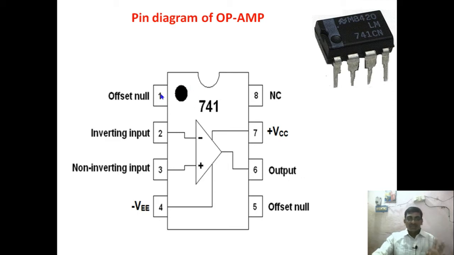So here is the first pin. How to identify the first pin: this is a semicircle. Always we have to place this semicircle on the top side, and this dot indicates pin number 1. Or else, if the dot is not present, and you place this semicircle to the top, then the leftmost pin will be the first pin.